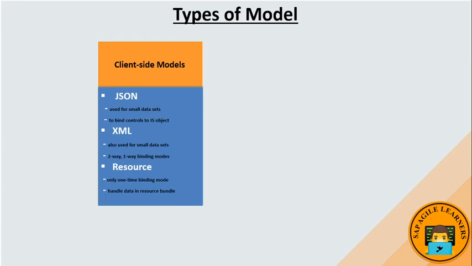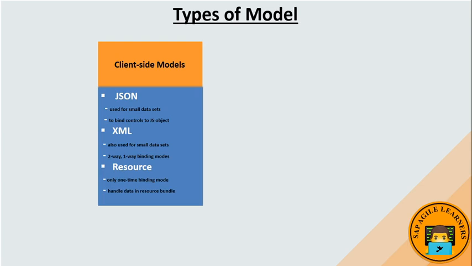First, JSON. JSON model is a client-side model and therefore used for small data sets. It supports two-way, one-way, and one-time binding modes. It is used to bind controls to JavaScript object data in JSON format.